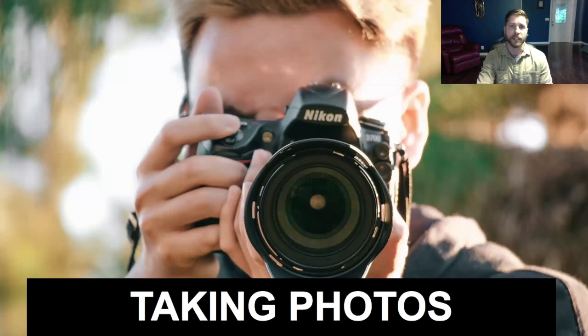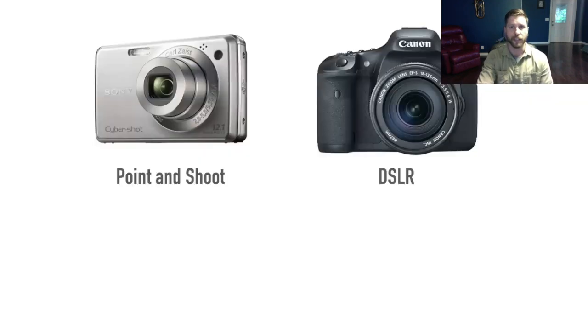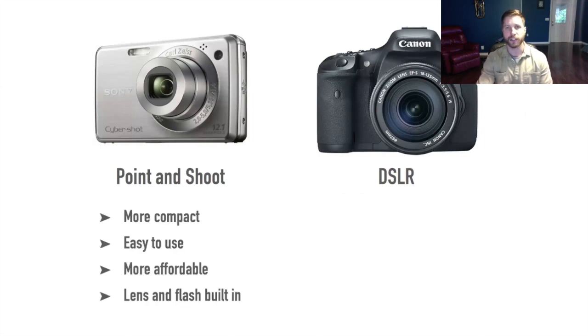And there's two main categories when you're taking photos with a camera. You have a point and shoot option or a DSLR. Point and shoots are consumer level cameras where the lens and the flash are kind of built in. They are more compact, they're easy to use, they're more affordable. There's a lot of automatic options on this. But they don't give you a lot of options because they want it to be consumer friendly. I would consider even our smartphones to be point and shoot level cameras.